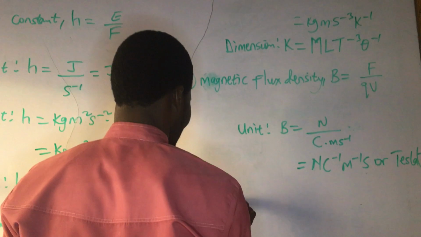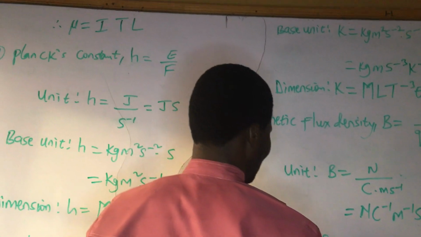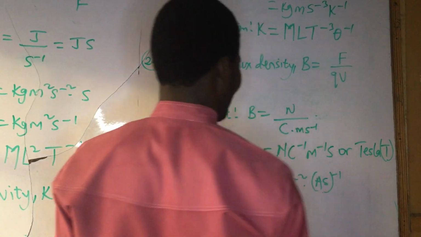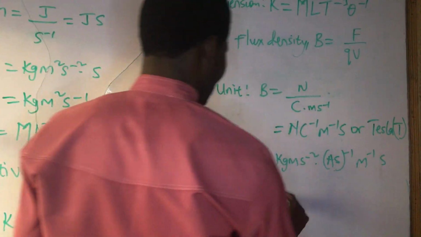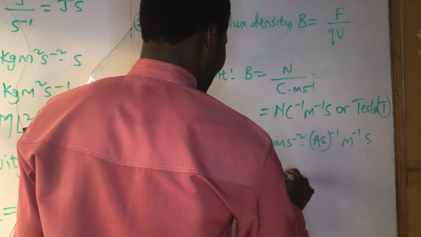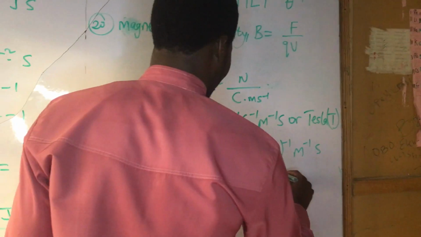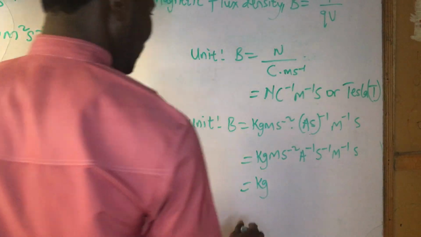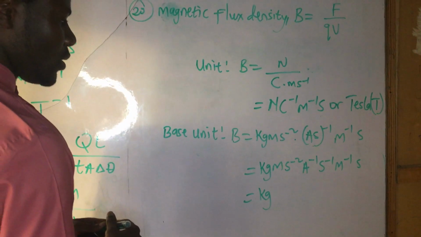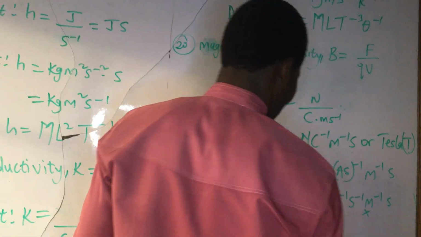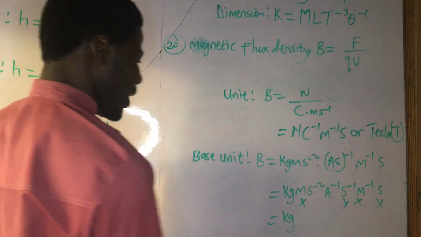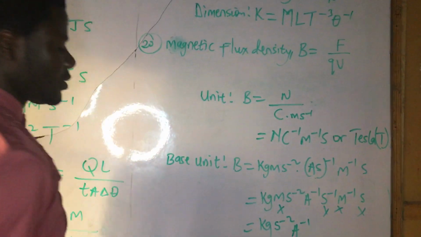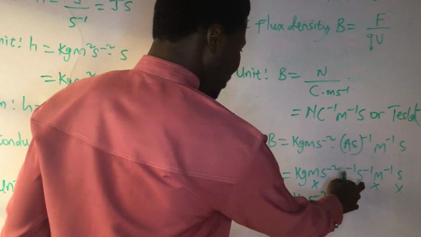Okay? Base unit now. Newton is kilogram meter per second square. Coulomb is A S. Power of -1. Then we have per meter, we have seconds. Let's open the bracket first. Kilogram meter per second square, A raised to power -1, S raised to power -1, M raised to power -1. Then S. We have kilogram. Meter times per meter we cancel out. Per seconds and seconds we cancel out. We are left with what? S raised to power -2. Okay? A raised to power -1. So that becomes the base unit. Good.